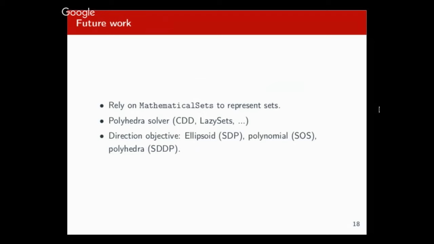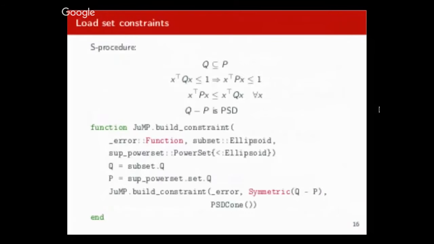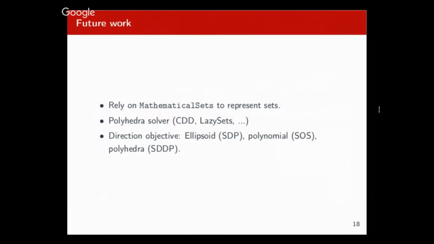So in fact, the only things implemented are the ellipsoid and the polynomial sublevel set, and not yet the computation using a polyhedra solver. So when I showed the yellow solution, like here, it was computed manually, not through the set probe. But it's future work. It could use a polyhedra library like CDD and so on, but also lazy sets, which could use different templates and would actually work in more cases.